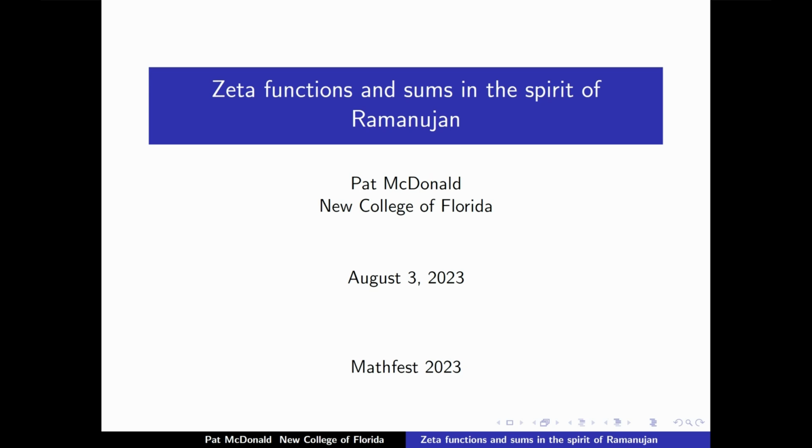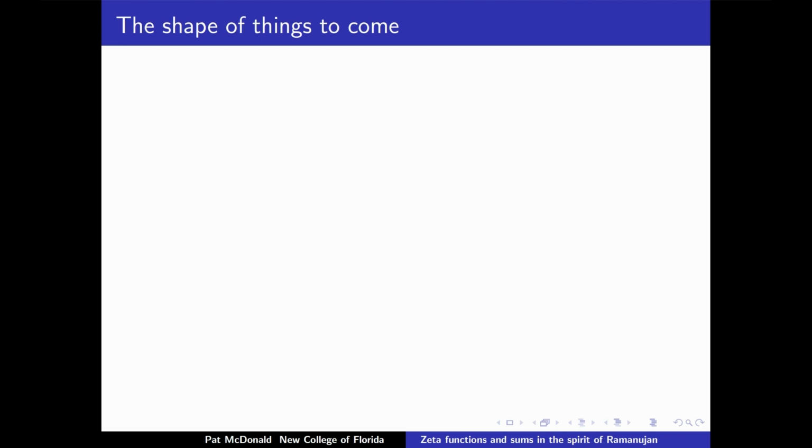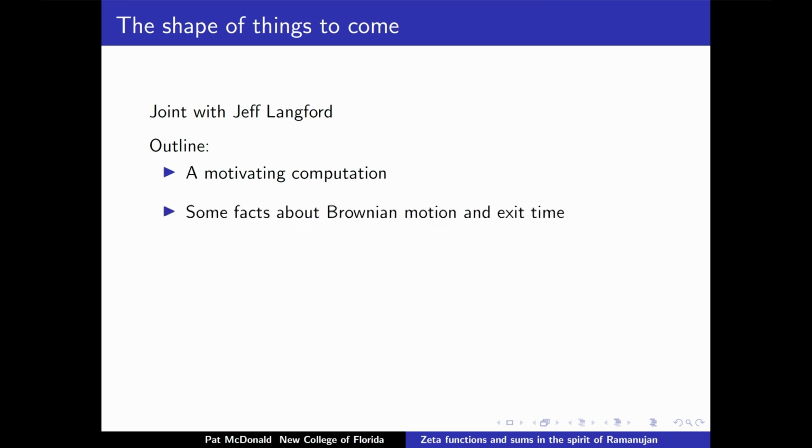Okay, so I think I should start with a little outline of what I've got planned. First, this is all joint work with Jeff Langford. Here's the outline. The first thing I want to do is a computation that everyone in the room, I hope, understands. It will give you an idea of the machinery that I'm going to use later on to prove much more sophisticated things. But nonetheless, it's entertaining.